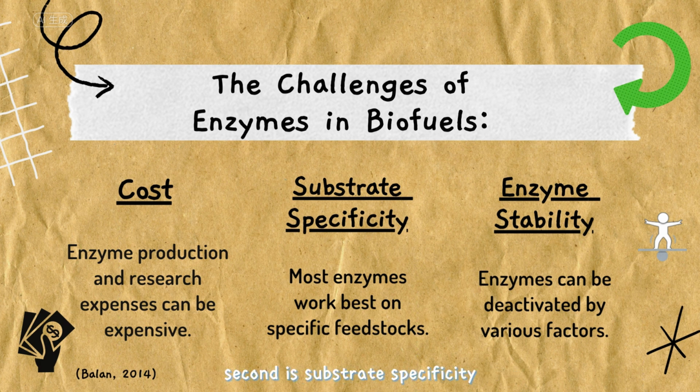Second is substrate specificity. Most enzymes work best on specific substrates. Developing enzymes that can handle a wider variety of feedstocks, including those with complex compositions, would improve biofuel flexibility. Third is enzyme stability. Enzymes can be deactivated by factors like high temperatures, pH changes, and the presence of inhibitors in the feedstock. Scientists are engineering more robust enzymes to withstand these harsh conditions.